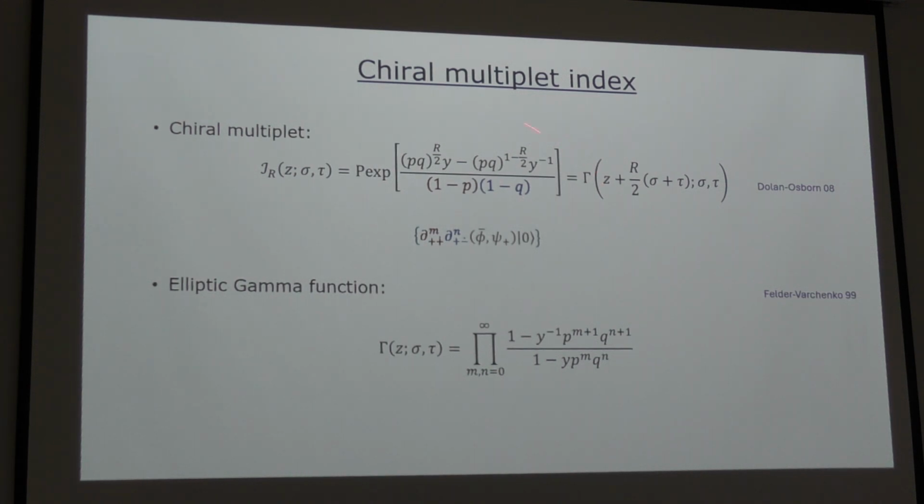The result of this can be rewritten as a special function, which is known as the elliptic gamma function. The elliptic gamma function can be written in this way, as this double infinite product, where again p, q, and y are related to z, sigma, tau through this exponential.